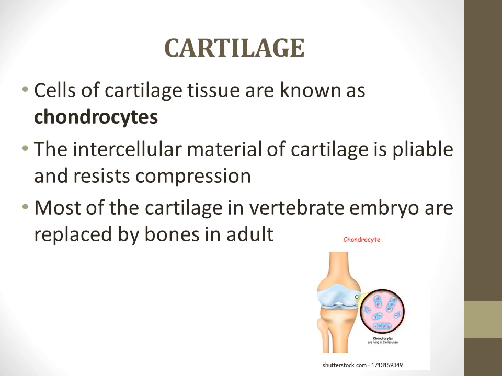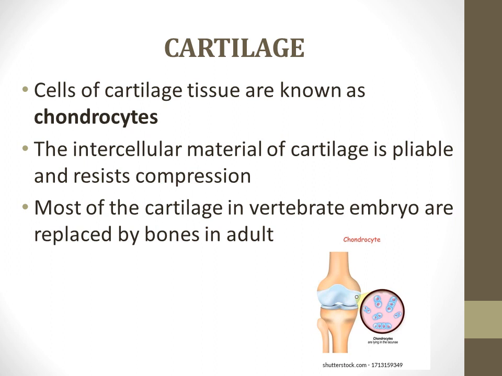It's one of the questions, either a 2 mark or 3 mark question will be asked. What is chondrocytes? Or name the cells of this cartilaginous tissue, right? Then the intercellular material of cartilage is pliable and resists compression. So the cell is the chondrocyte, and between these chondrocyte cells the material is pliable, meaning flexible, and it resists compression. Cartilage tissue is a flexible type, right?